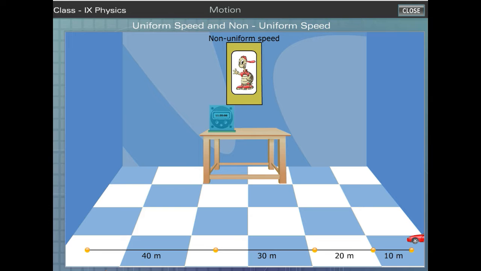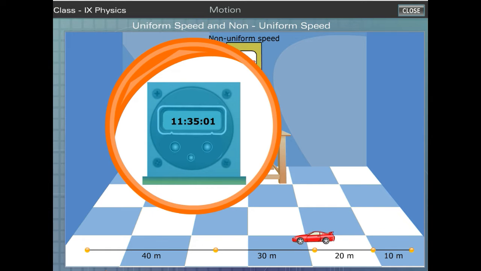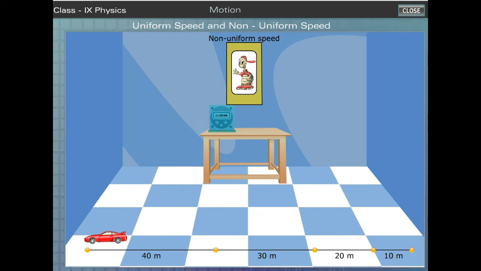Non-uniform speed. Observe the motion of the car displayed here. We observe that the car is covering unequal distances in equal intervals of time. That is, the car is moving with non-uniform speed, or it is undergoing non-uniform motion.